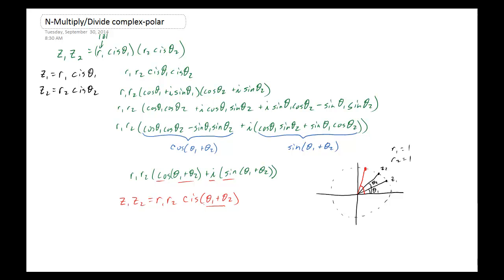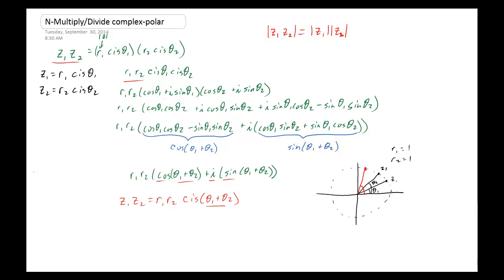Another thing to take note of is that the length of Z1 times Z2 is just the length of Z1 times the length of Z2, which I think you've seen before. But that's just the first part of it, right? Z1, Z2, the length is our R1, R2.